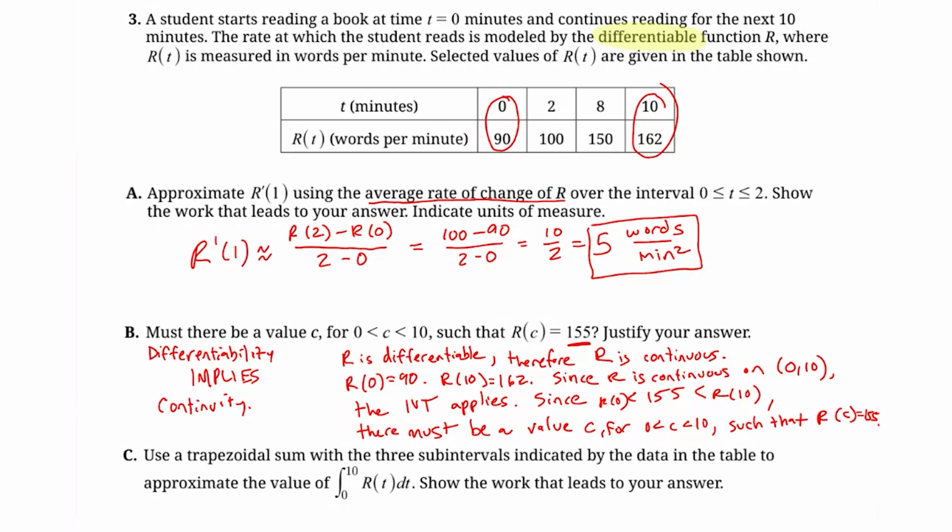There probably is a more efficient way of stating that, but basically the key point I think that most students are going to miss is identifying how we know that this function is continuous. Okay, and it's because it's differentiable. So since R is differentiable, R is continuous. Since R is continuous, the intermediate value theorem holds from 0 to 10. Once you cite the values for R of 0 and R of 10, 155 is in between there, and so there must be a value c where R of c equals 155.